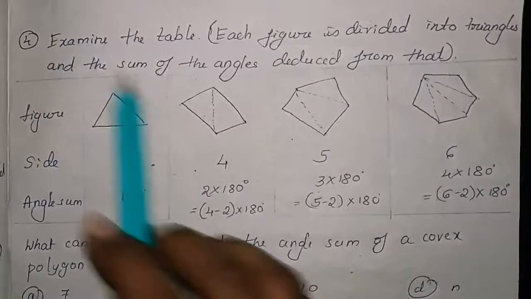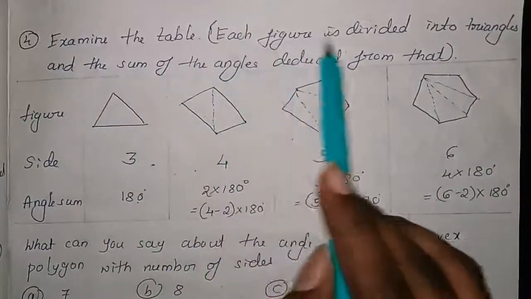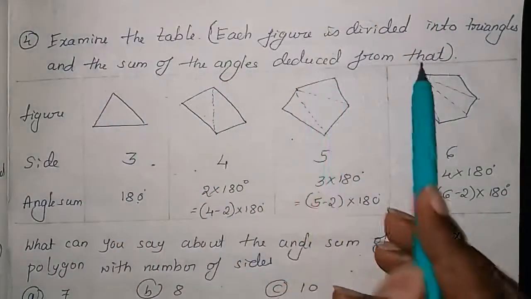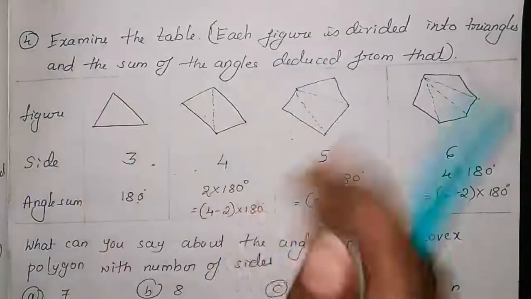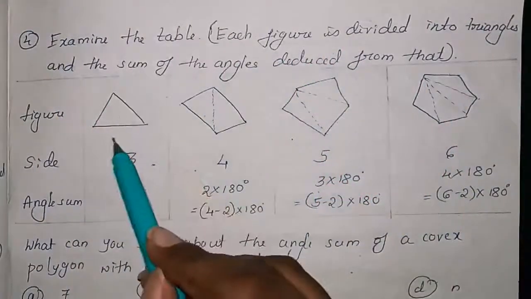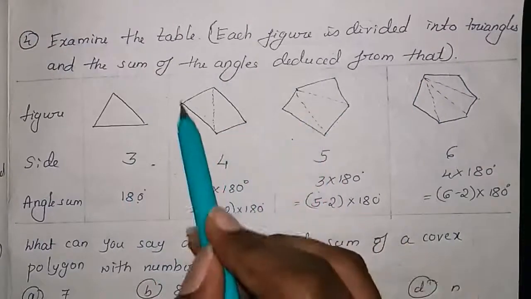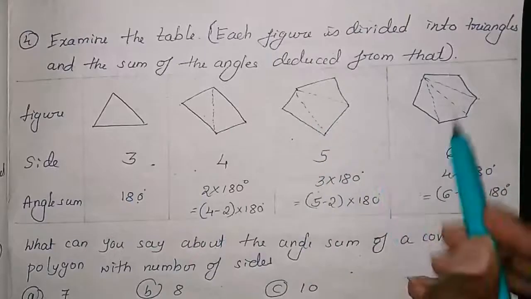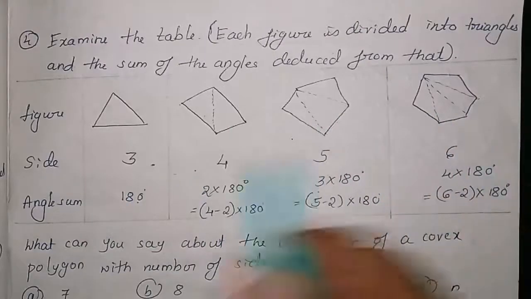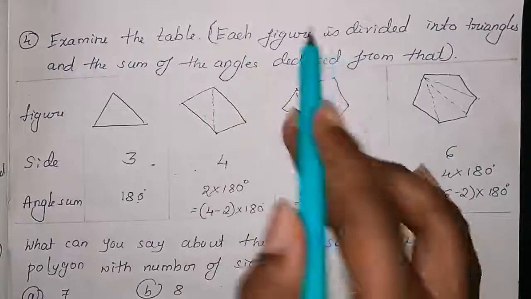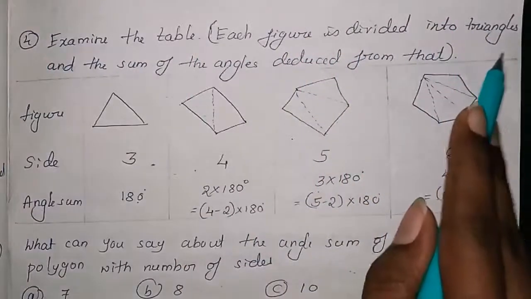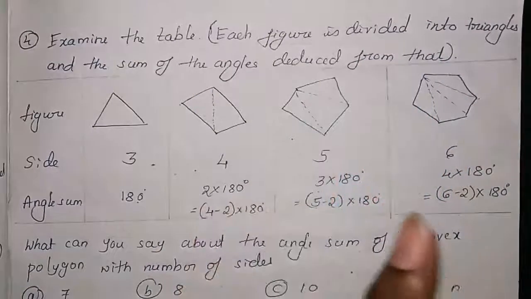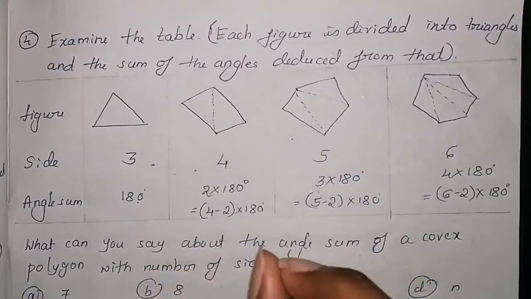You can observe in the fourth question, examine the table. Each figure is divided into triangles, and the sum of the angles is deduced from that. They have given the quadrilateral: in the first it is a triangle, after that you can observe 4 sides, so it is a quadrilateral, and 5 sides a pentagon and a hexagon, as it is 6. So they have given some figures that are divided into triangles, and from the sum of the angles they have found the angle sum property.